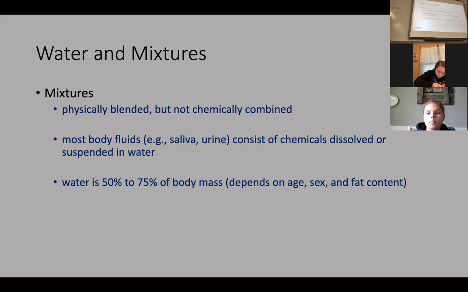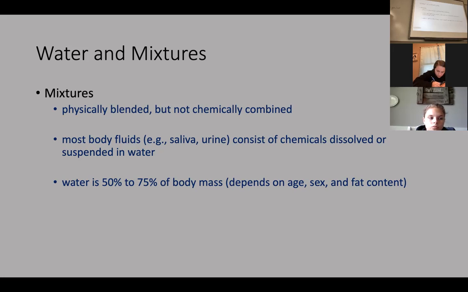Most of our body fluids, by and large, are some kind of mixture, and that mixture is some kind of solute dissolved in water. So water is sort of the base for all of our body fluids, which isn't surprising: saliva, urine, blood. Water is going to be the solvent, and then you have some kind of solute in there. So it might be salt, it might be protein, it might be red blood cells, some other kind of object suspended in the water.